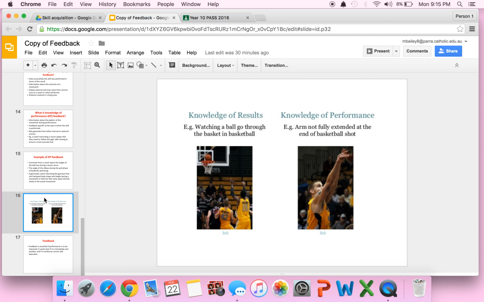It is sometimes easy to get confused between knowledge of results and knowledge of performance. To cement the difference, look at this basketball example. We can see that knowledge of results comes from the athlete watching a ball go through the basket in a game of basketball, whereas knowledge of performance would be the coach telling the athlete that their arm was not fully extended at the time of the basketball shot.